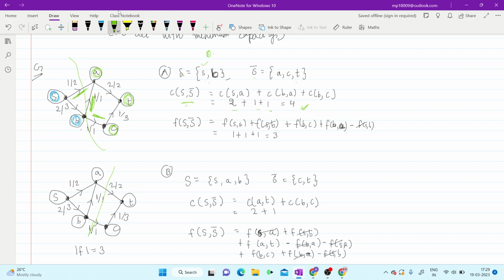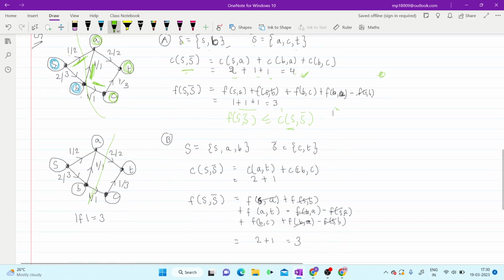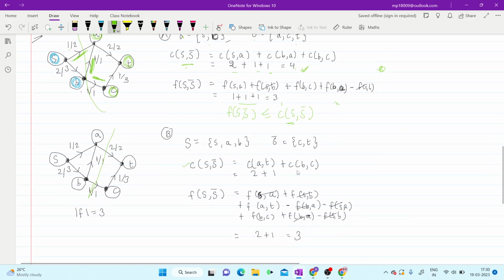So we see the flow value is 1, 1, 1 for each. So we see the flow value is 3, and here we see that the flow of S bar is less than or equal to the capacity of S bar. Therefore we cannot say that this is the maximum flow. But in the next example, we will see that the capacity is coming out to be equal to the flow. So from lemma 3, this is the maximum flow.